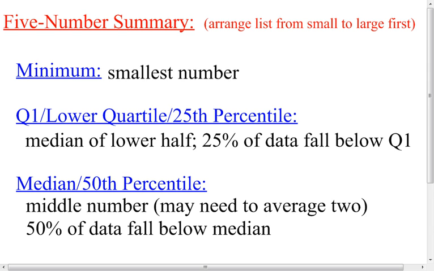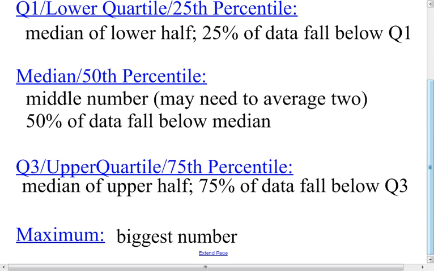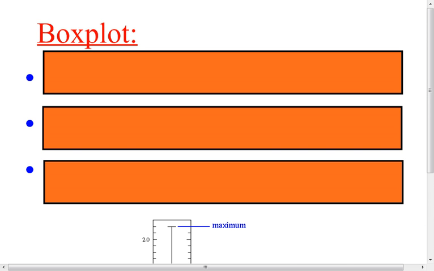So some vocabulary, and we've talked about most of this yesterday, so I'm just going to quickly review it. The minimum is the smallest number. The Q1, or the lower quartile, or the 25th percentile: 25% of the data fall below that. The median is the 50th percentile. You guys can read through that. That is all new, so if you want to read and refresh your memory, go ahead and hit pause and go for it. Okay, some things you should know about box plots.